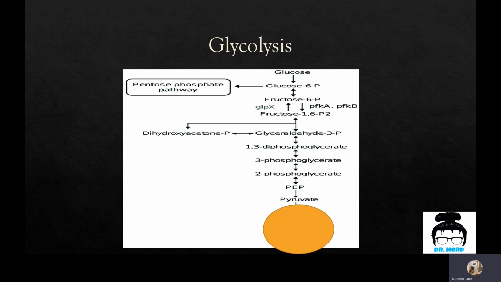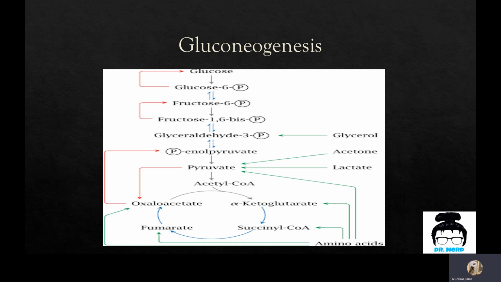So glyceraldehyde becomes 1,3-diphosphoglycerate, which becomes 3-phosphoglycerate, which becomes 2-phosphoglycerate, which becomes phosphoenol pyruvate, which becomes pyruvate. We have 3 irreversible steps in this pathway. These 3 irreversible steps have to be bypassed during gluconeogenesis, which is the exact reverse of glycolysis. These 3 irreversible steps are steps number 1, number 3, and number 10. So, they're the steps where glucose becomes glucose 6-phosphate, where fructose 6-phosphate becomes fructose 1,6-bisphosphate, and where phosphoenol pyruvate becomes pyruvate.